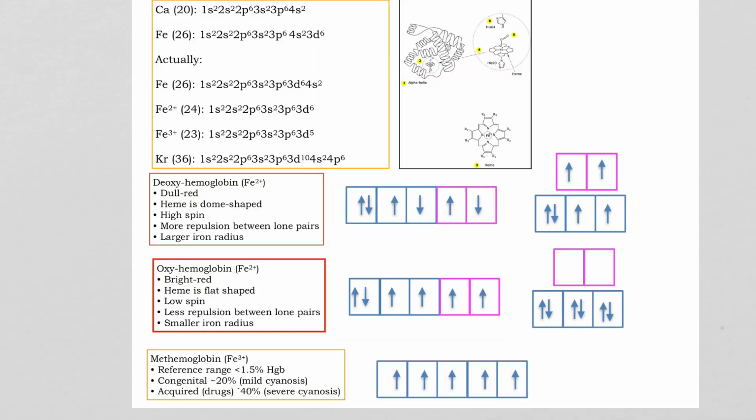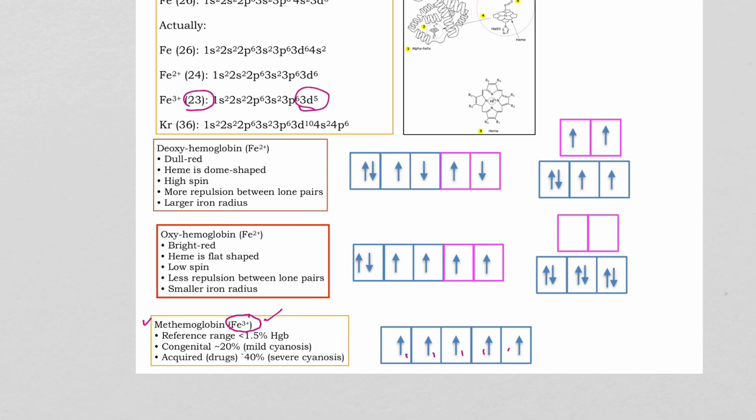Now, I would like to mention a little bit about this type of hemoglobin where the iron is in the oxidized ferric form. So there's 23 electrons. So basically there are only 5 electrons in the d orbitals. So you can see these 5 electrons in the d orbitals. This is called methemoglobin. Okay, it's not very good at carrying oxygen. It's because the iron has been oxidized.